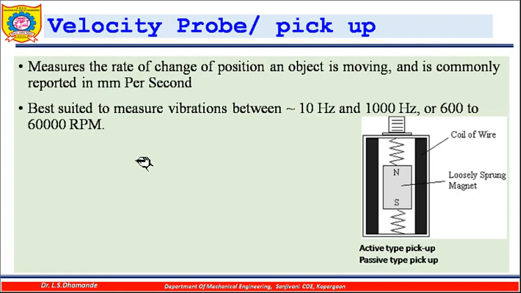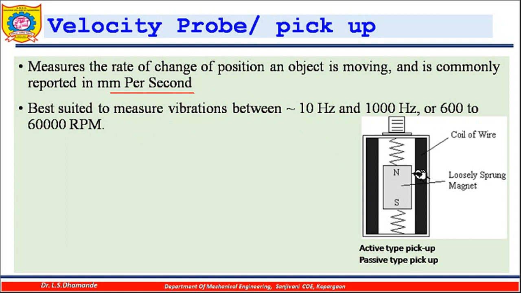Now next is the velocity probe, or it's called a velocity pickup. It measures the rate of change of position of an object that is moving, and is commonly reported in mm per second. So velocity is generally measured in mm per second, and that is how it indicates its results. It is best suited to measure vibration between 10 Hz and 1000 Hz, meaning 600 rpm to 60,000 rpm. If your machine is running in that range, then generally we prefer this velocity probe.